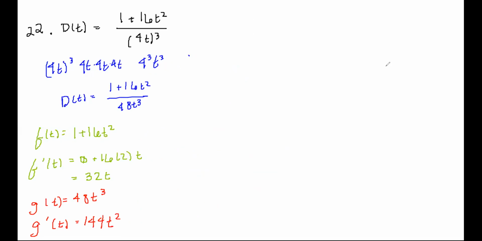So the quotient rule tells us we have f prime times g. So I'm going to go ahead and put f prime in here, which is 32t times g, which is 48t cubed, minus f, 1 plus 16t squared, times g prime, 144t squared. And that is all going to be over.